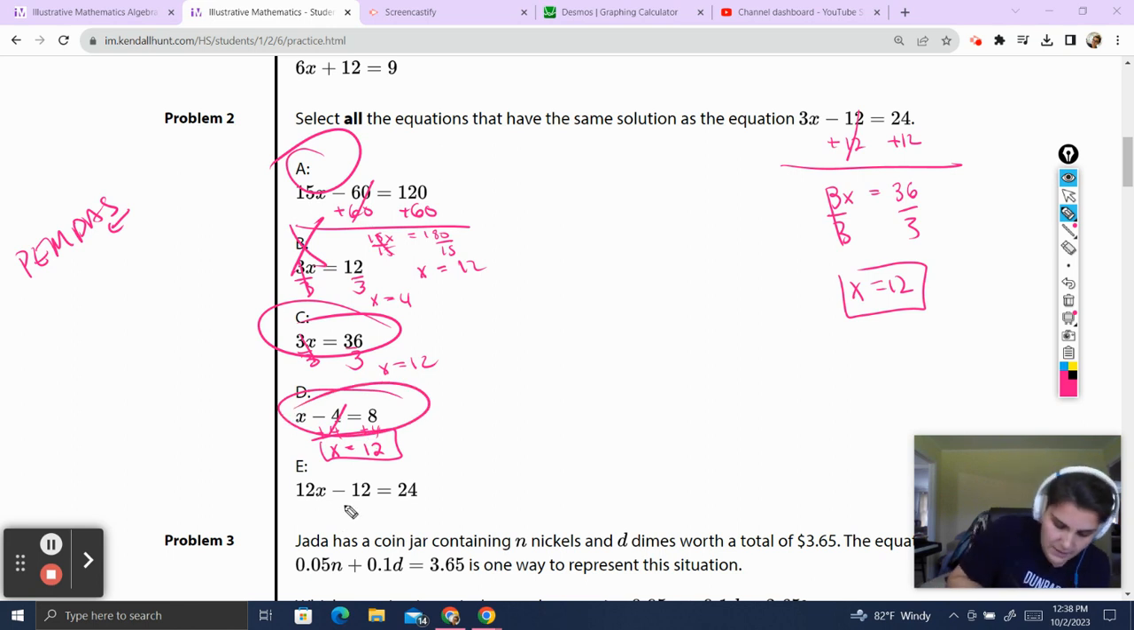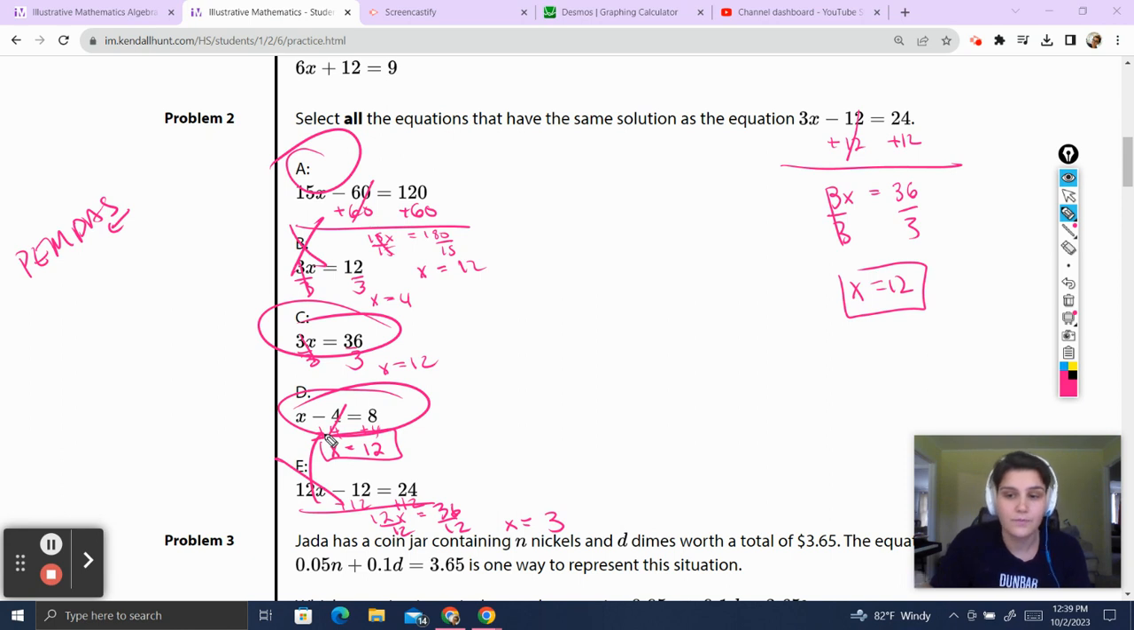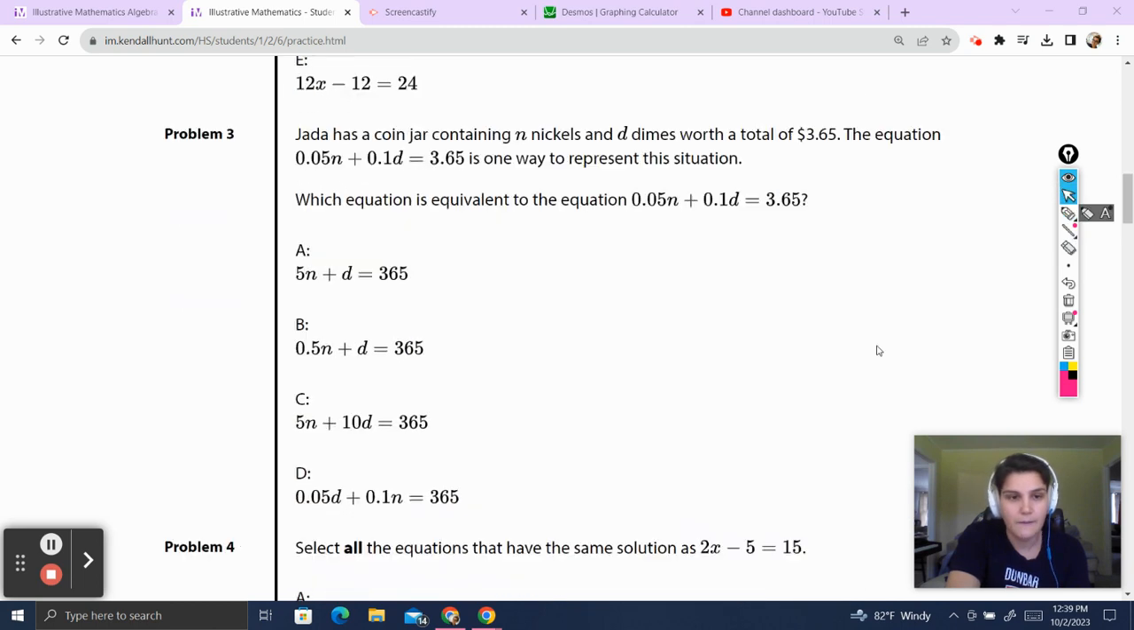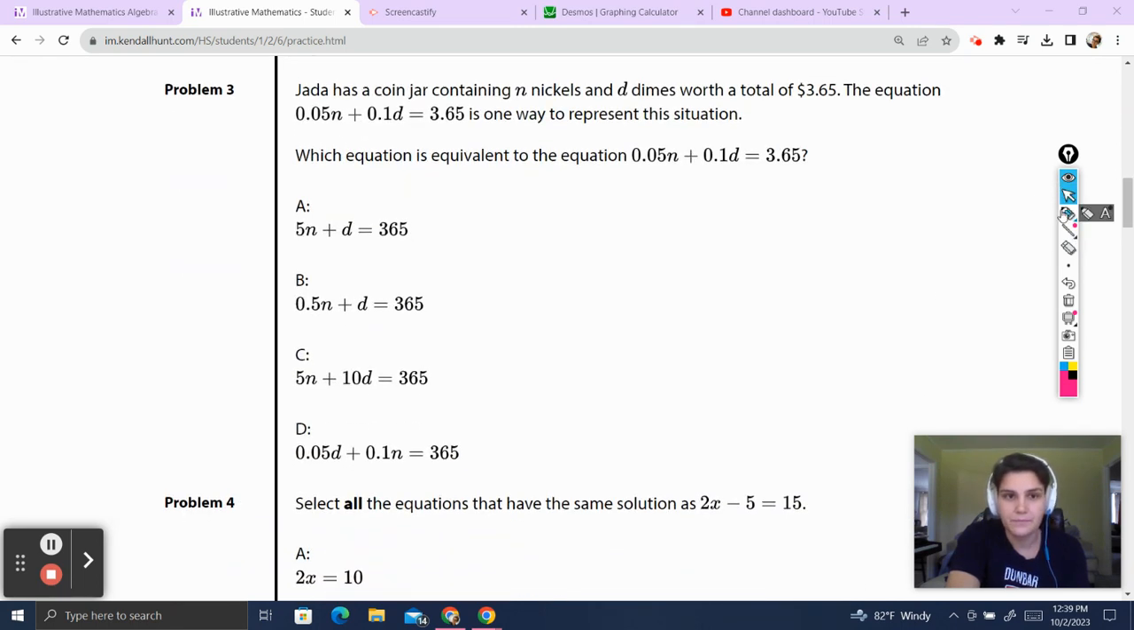In this last question, we're going to add 12 to both sides, which gets us 12x is equal to 36. Now we have to isolate the x by dividing, and we're left with x is equal to 3. That is not 12. It is not the correct answer. So go through each of your answer choices, do a little bit of math to solve, and you'll quickly get to the correct answers. Problem number 3.